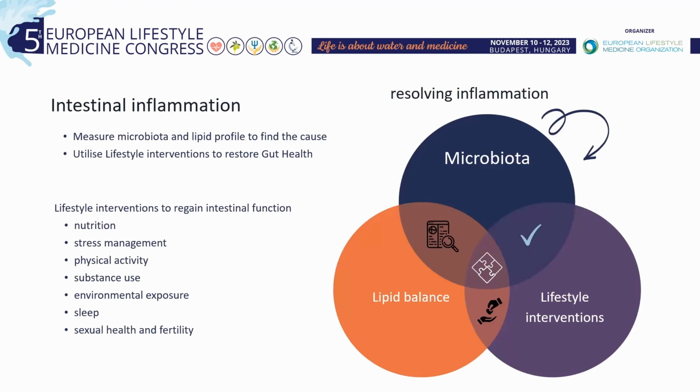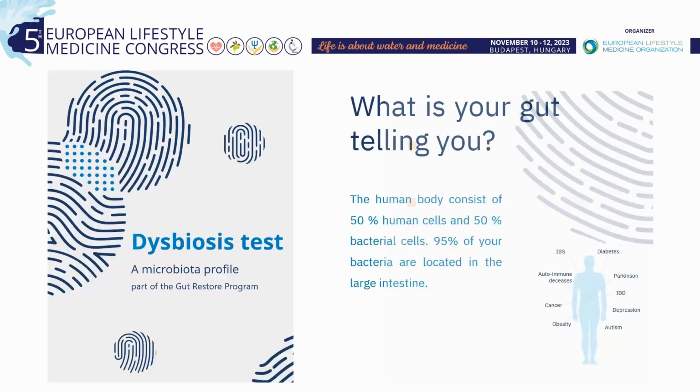Lifestyle intervention involves a number of aspects. In addition to nutrition, it's also stress management, specific physical activity, substance use and excessive medicine use. We look into that, environmental exposures, sleep, sexual health, and fertility. So all these are aspects of lifestyle interventions to rebalance microbiota.